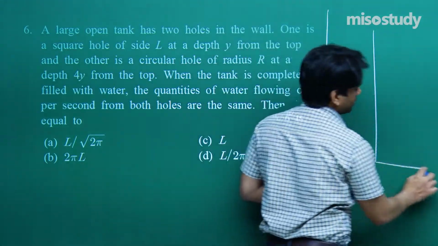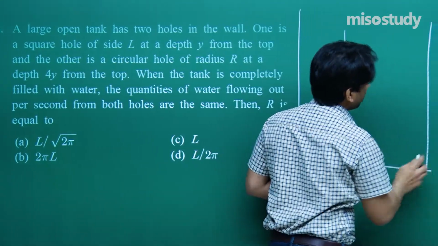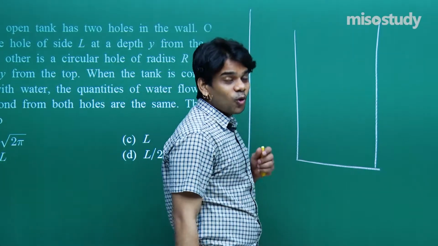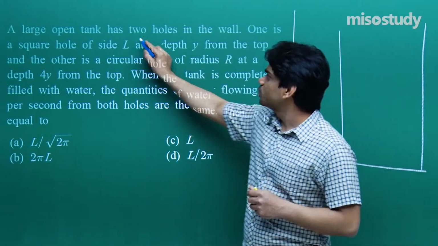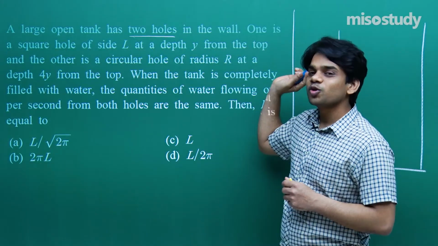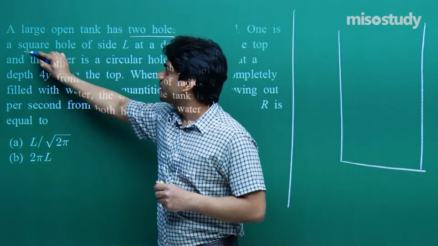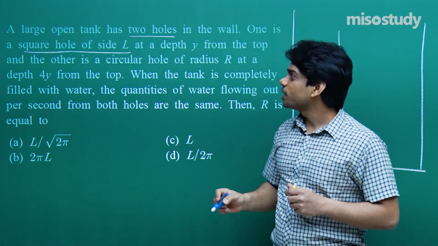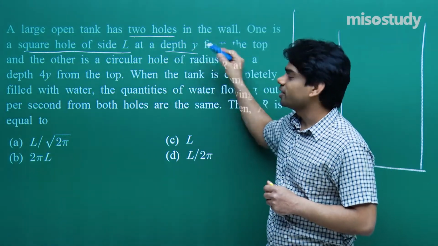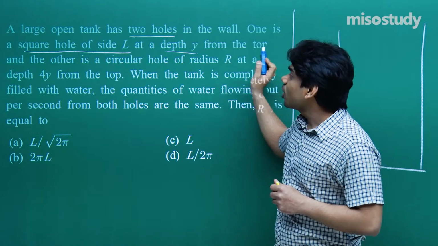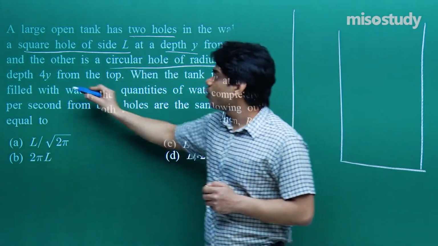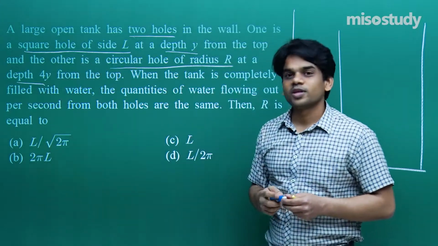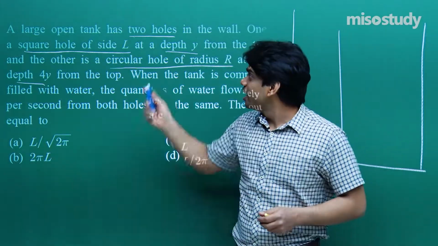There's a tank. I have drawn a tank here and there are 2 holes. Now you see here, a large open tank has 2 holes in the wall. So 2 holes, one is a square hole of side capital L at a depth y from the top, and the other is a circular hole of radius r at a depth 4y from the top. A square hole of side capital L at a depth y.